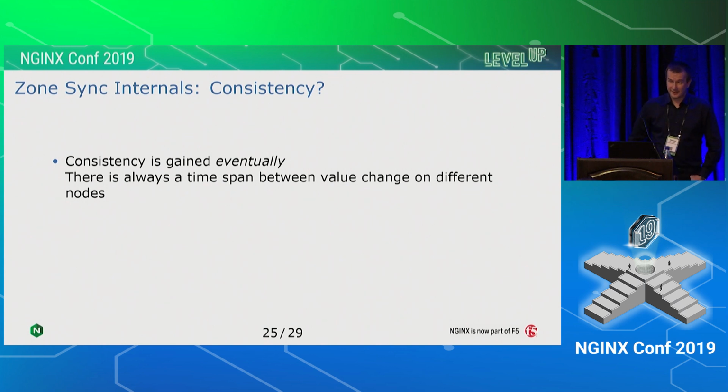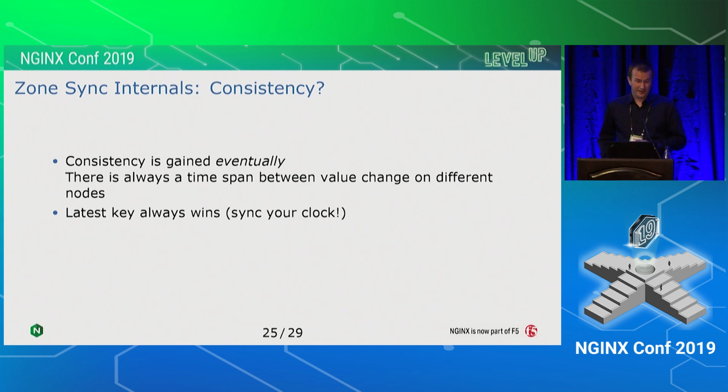So what about consistency of this type of cluster? The data becomes consistent eventually. There's always a time span between a value change on different nodes. The span can be reduced by tuning the zone sync interval, but not eliminated. And the latest key always wins. So we are depending on proper temporal synchronization. So it is important to set up NTP or similar technology to keep your time properly on all the nodes.